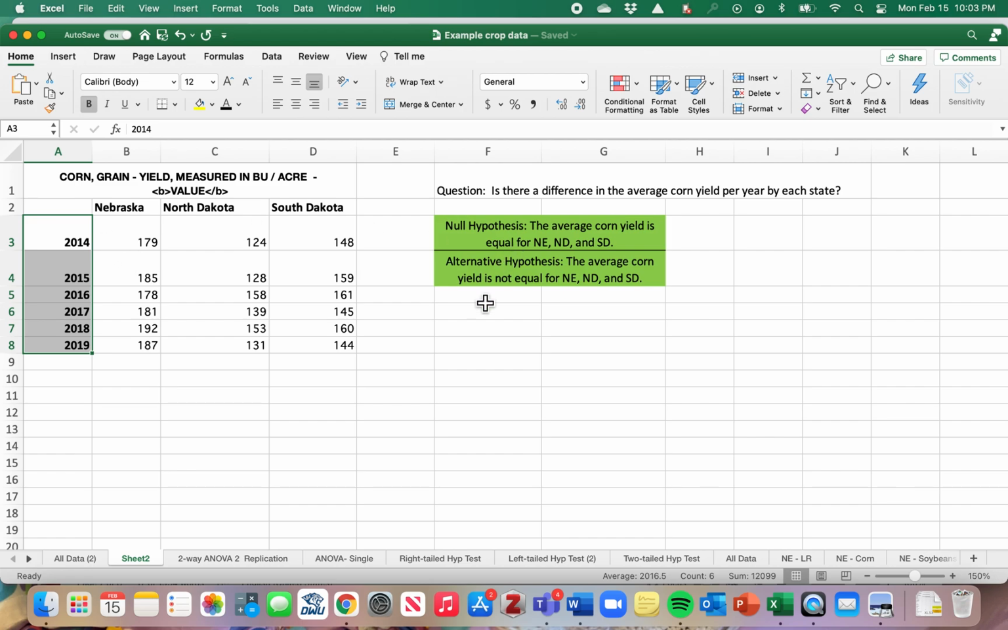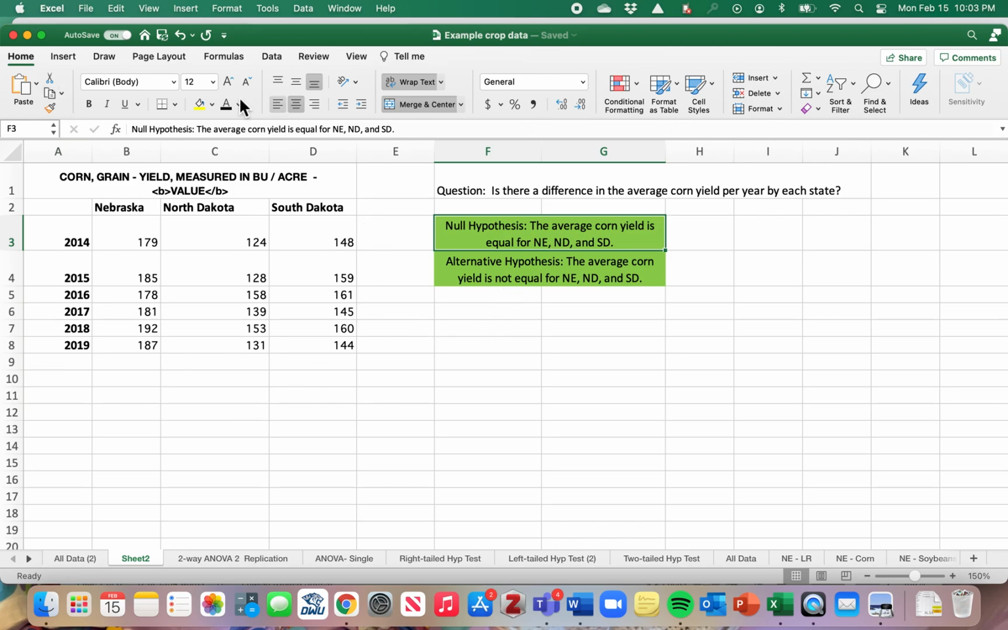When we do this, it's going to be able to answer the question of, is there a difference in the average corn yield per year by each state? And so our null hypothesis is actually identical to our null hypothesis if we were going to calculate a one-way ANOVA or a single factor ANOVA. So we're still just saying the average corn yield is equal for Nebraska, North Dakota, South Dakota, or the alternative hypothesis where it is not equal.